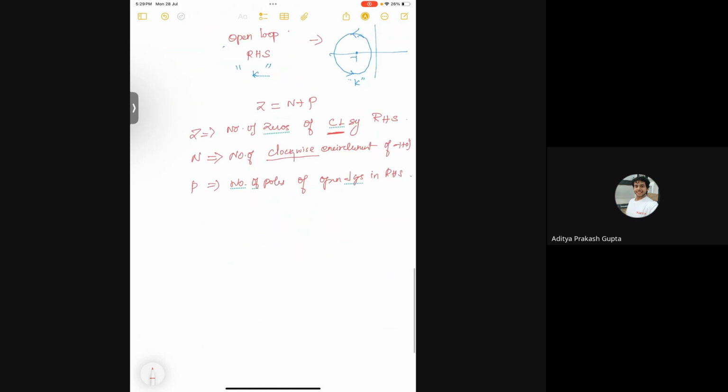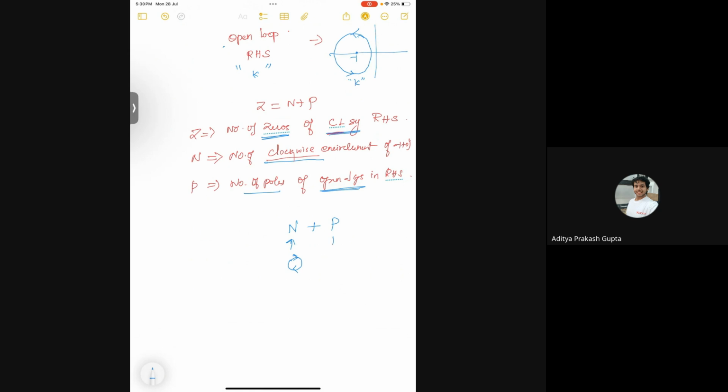So in the same formula, two different things happen. This is the number of zeros in the closed loop system, the number of clockwise encirclements, and the number of poles in the open loop system. In N + P, N is the number of clockwise encirclements, not anti-clockwise. Don't get confused between the stability criterion and this formula. This is clockwise encirclement.